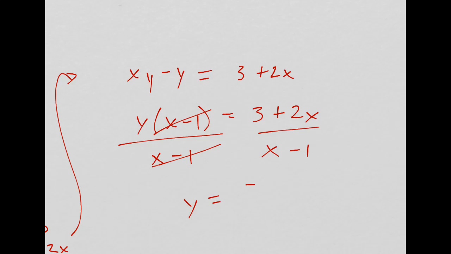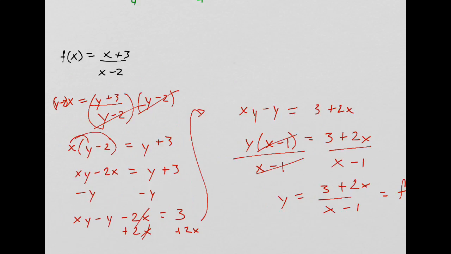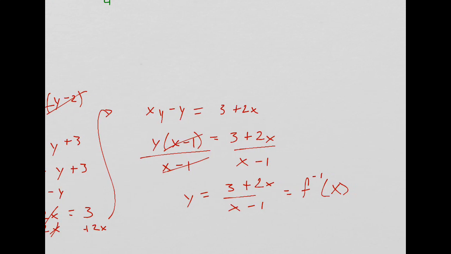So y equals 3 plus 2x over x minus 1, which is the same thing as f inverse of x if I wrote f of x over here. Yes, I did. All right. There you go. That's finding an inverse using switching and solving.